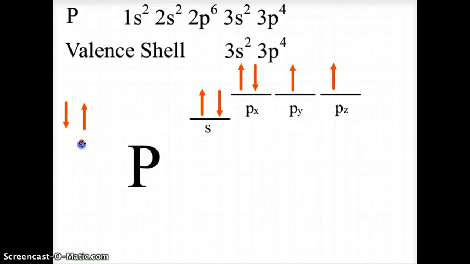And our Lewis dot would have 2 on the top, 1 on the right, 1 on the bottom, 1 on the left, and then we pair the 1 on the right. Now, how many empty spaces does phosphorus have? Phosphorus has 2 empty spaces. It is looking to add 2 electrons and would readily become a -2 charge anion.